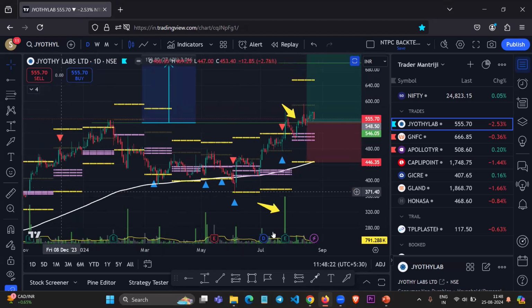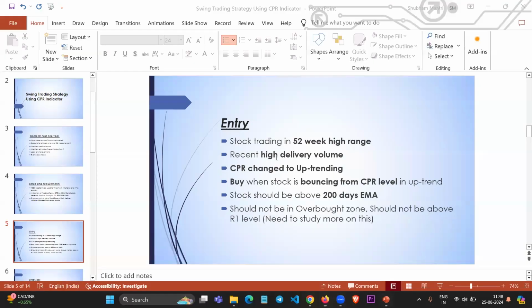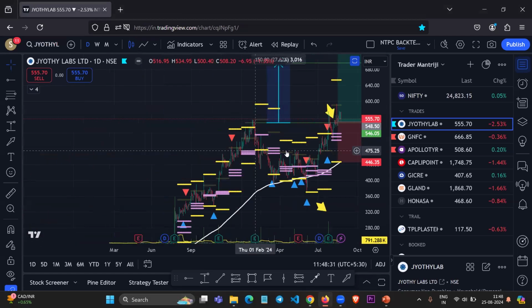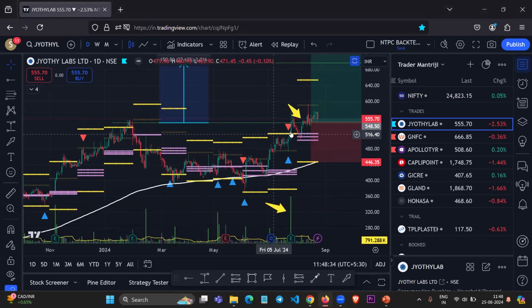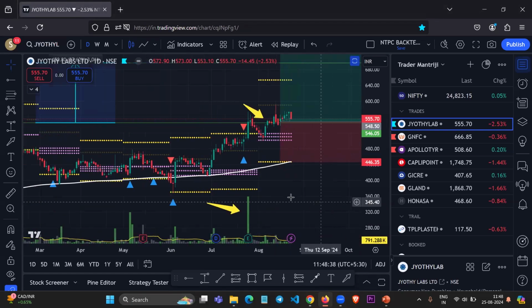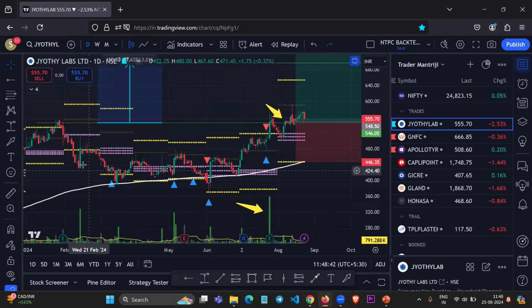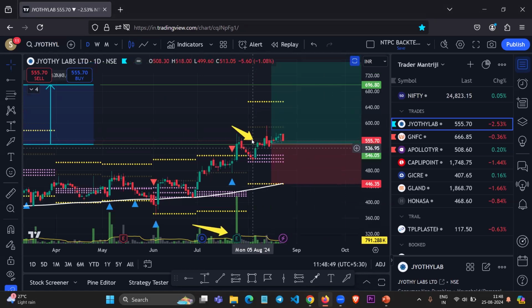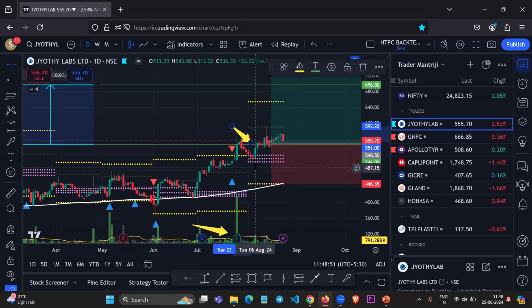Then the next criteria is that the stock should be trading in the 52-week high range. Obviously this is at an all-time high level, so it is already in the 52-week high range. And then the next criteria is that the stock should bounce back from the CPR level. As you can see, the stock was in a consolidating range, then it went up, then it again came down, and from the CPR level you can see that on this day it has bounced back.